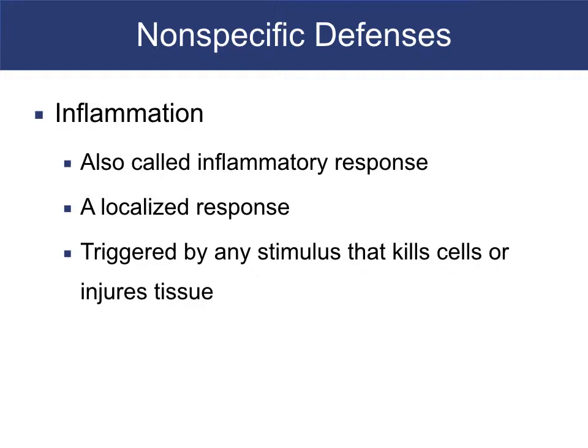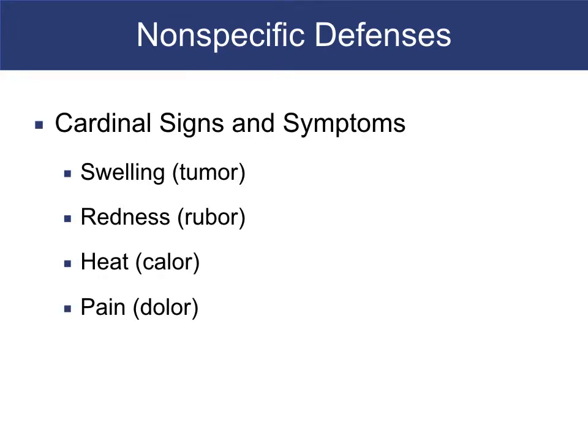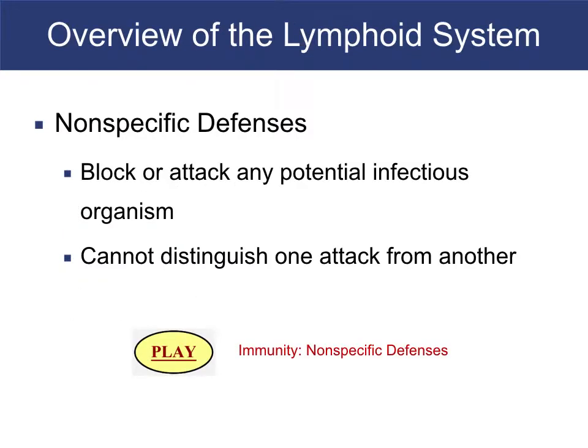Here we go. The inflammatory response is a localized response triggered by any stimulus that can kill cells or injure tissue. Here are the four cardinal signs of inflammation. You'll see this over and over in your training. Swelling is called tumor, right? Redness is called rubor. Heat is called calor, like calories or calorimetric. And pain is dolor. Anyway, those are just Latin terms, but they get thrown around a fairly large amount. Those are the cardinal signs of inflammation. You probably ought to know those because they're important.